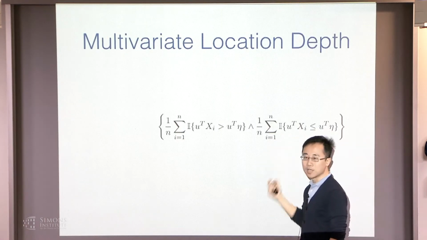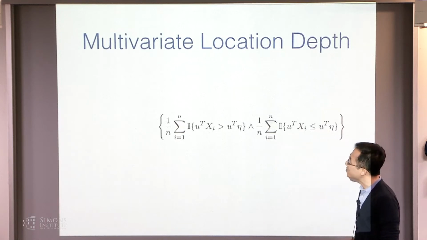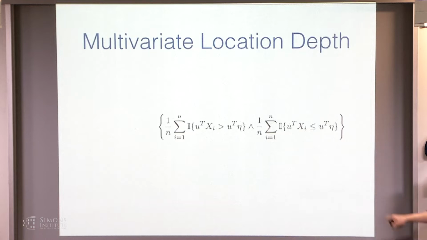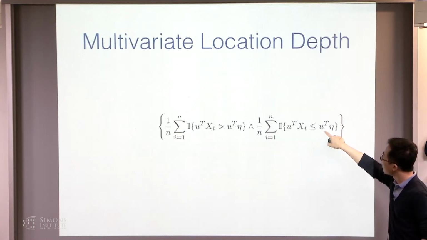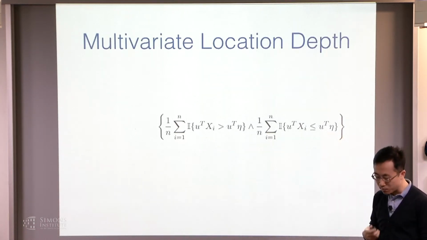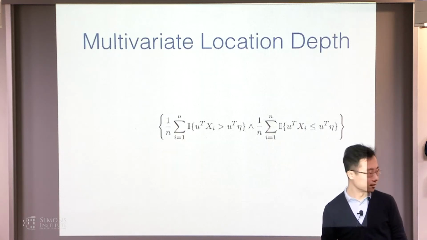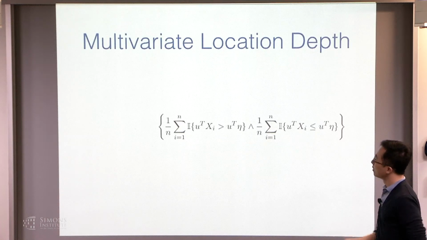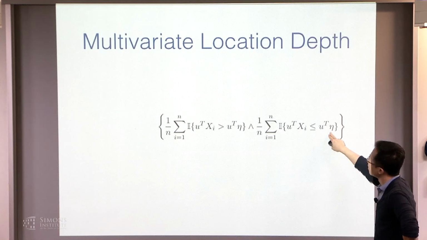Try to balance these two numbers. So each one is approximately 1/2, which means for a candidate vector eta, its projection on this particular direction is close to the sample median of that particular direction, right? So this particular measure measures the outlierness of this number on that particular direction.